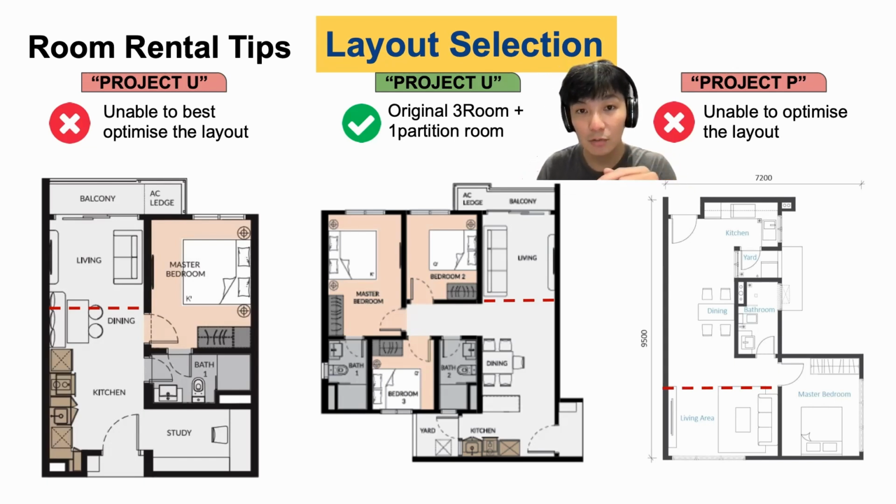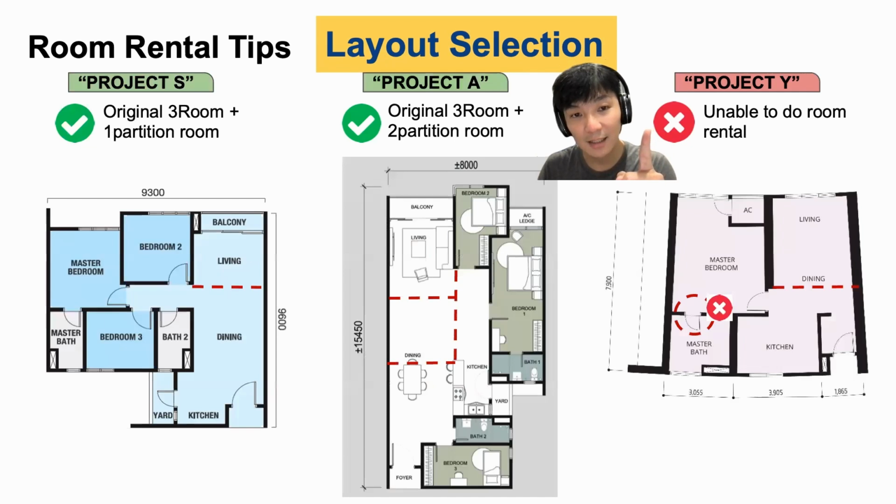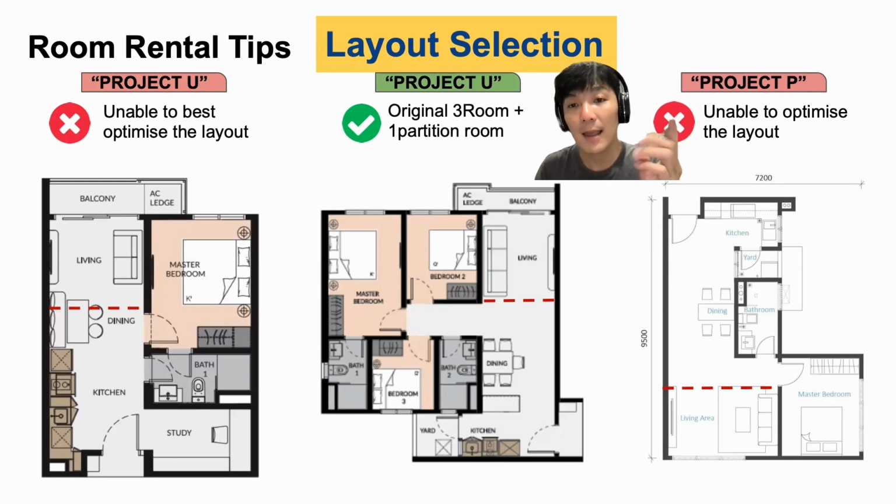And second one, project U. Original room, 3 room. This is very similar to this. So definitely no problem adding one more room. So that 4 rooms minimum when you do room rental, the layout has to be at least 2+1 or 3+1 or 3+2. So this is not so optimized. It can be done, but not so worth the value, the money, the expenses to do another partition, and the rental top up is not that significant.